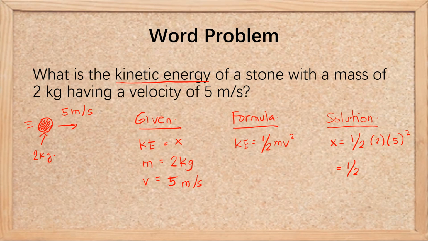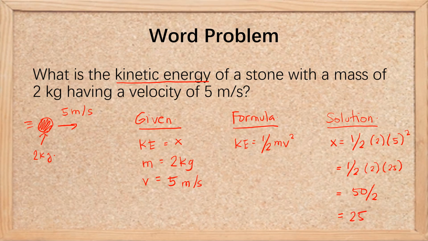So then 2, and then 5 times 5, or 5 squared, that will be 25. So 25 multiplied by 2, very good, that's 50. Multiply by 1, that will be 50 divided by 2. So 50 divided by 2, and you will get, okay, very good, 25.